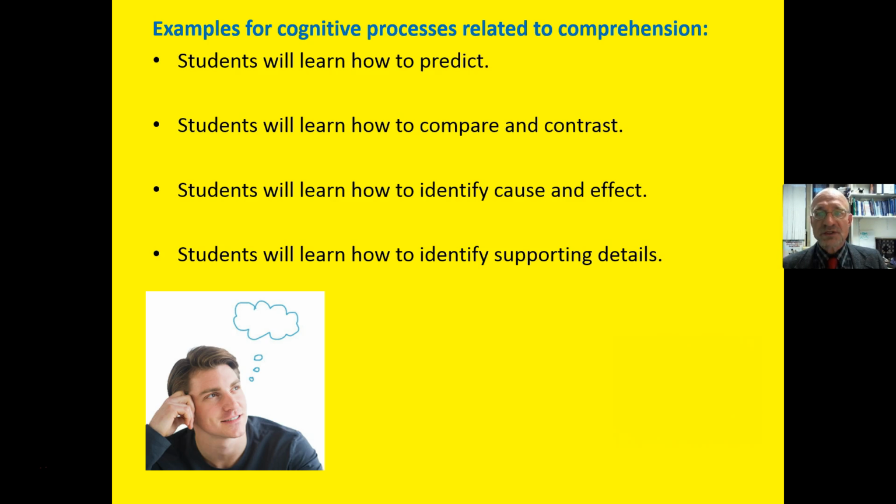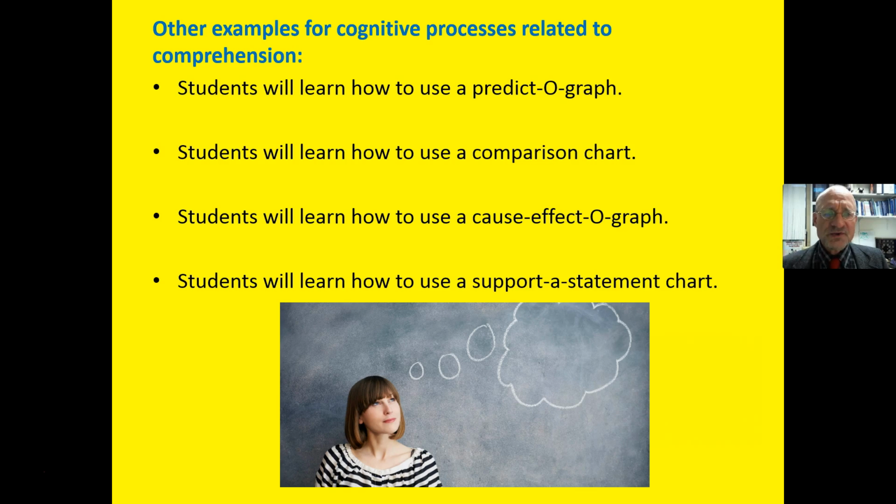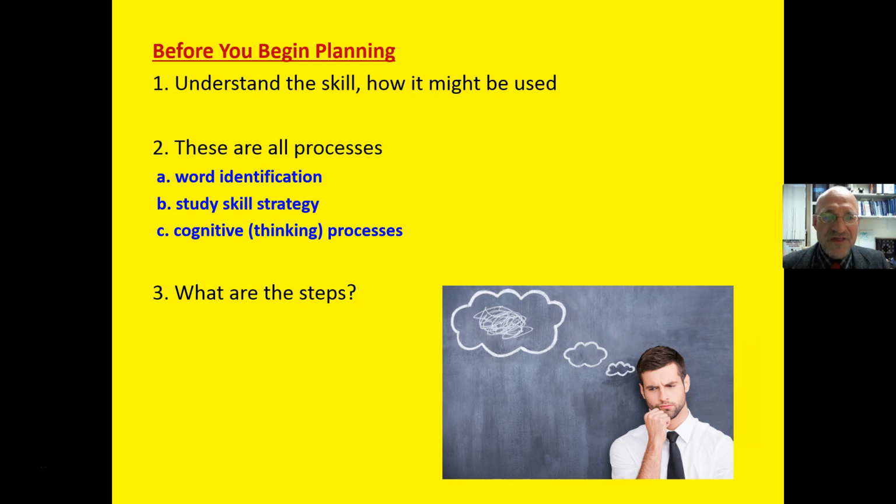Cognitive processes related to comprehension. Students will learn how to predict. That's a cognitive process, a process. I need to break it down into steps. And you can see those there. Other examples of cognitive processes related to comprehension, and this is related to the graphic organizer. Students will learn how to use a predictograph, a comparison chart, a cause-effect graph, or a support a statement chart. I want them to be able to use that.